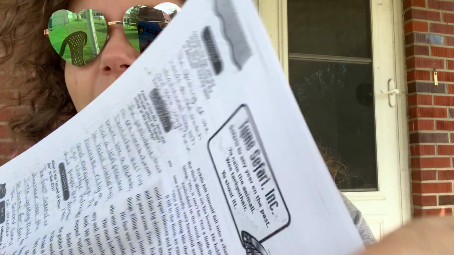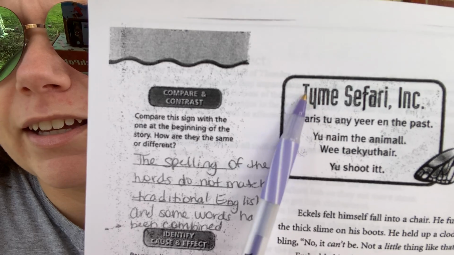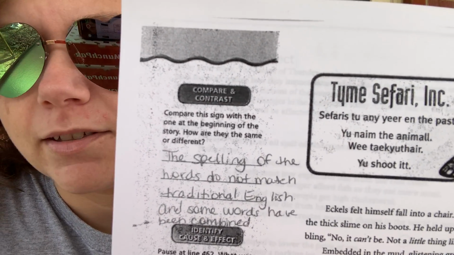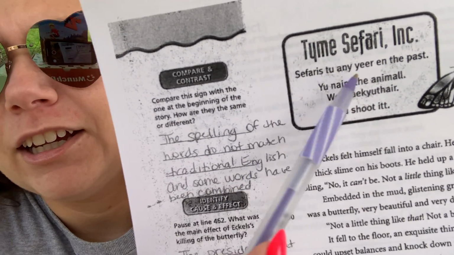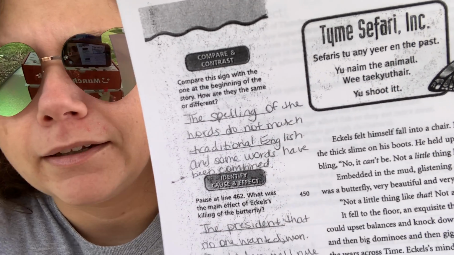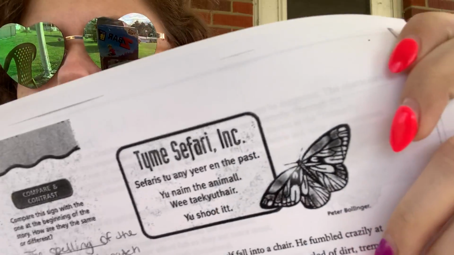First off, the sign, which is a visual, says Time Safari Inc. Time with a Y. That is not how we spell time. We spell time with an I. It says safaris to any year in the past. Okay, so completely written inappropriately. This is not correct spelling. It's not correct grammar, anything like that. You name the animal, we take you there, you shoot it.